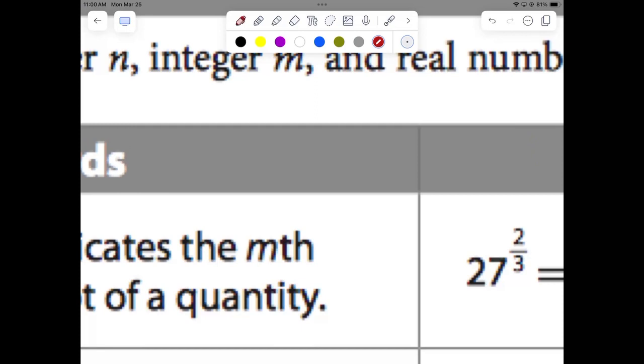If I square it first, that's making it bigger. Ugh, yucky, gross. And then making it smaller. But if I get the cube root first, that's making it smaller just to make it bigger.